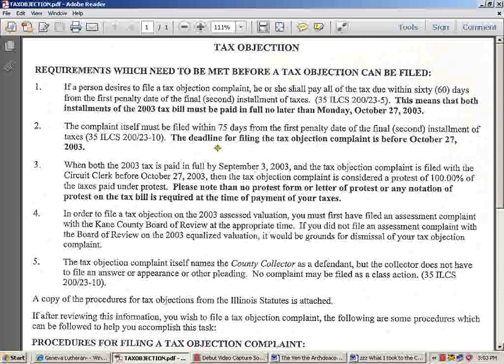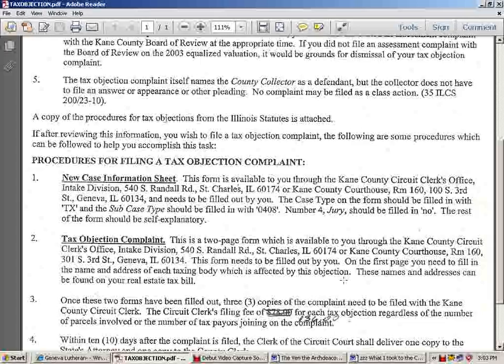Basically this is going to be a tax objection form, and the complaint itself names the county collector as the defendant. County collector's in italicized, not really sure what that means. But it said you go down to the Kane County Circuit Clerk's Office Intake Division, 540 South Randall Road, South St. Charles, or the Kane County Courthouse, Room 160, yada, yada, yada, to get the form. That's where the form is available from.